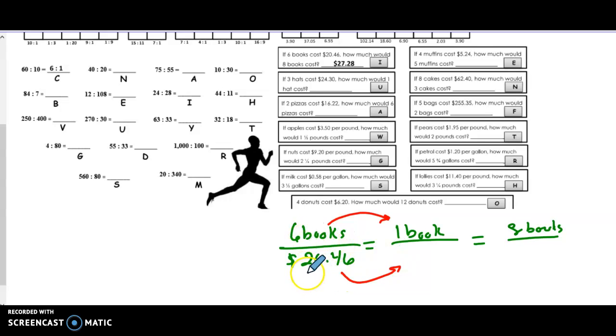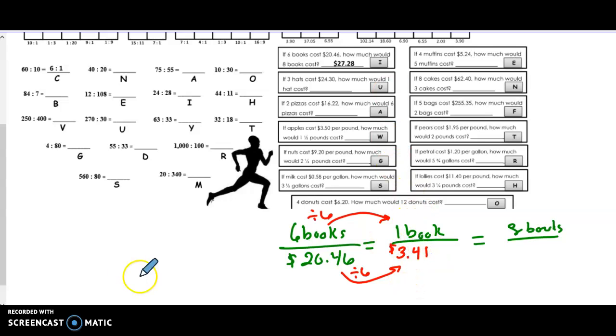So if 6 books cost $20.46, for 1 book, what are you going to do? You're going to have to divide by 6. All right, so let's get our calculator and do 6 divided by 6 is 1. That one's easy. Now let's do $20.46 divided by 6. You divided 6 by 6, you got one book. So $20.46 divided by 6 gives you $3.41. Now that's for one book.